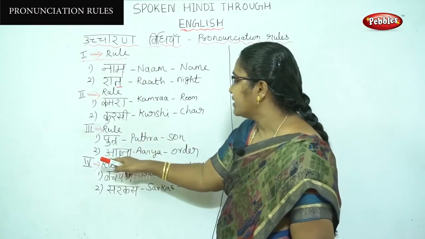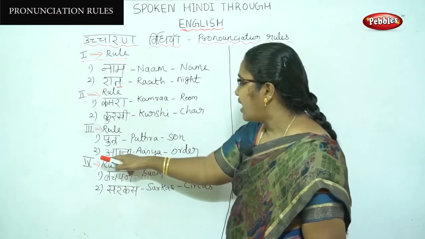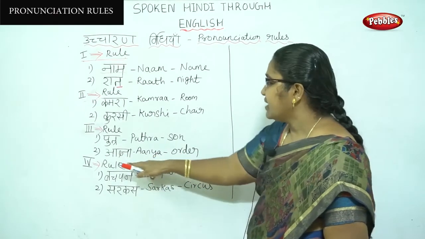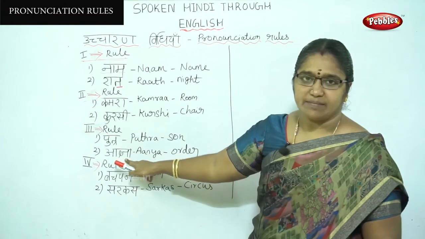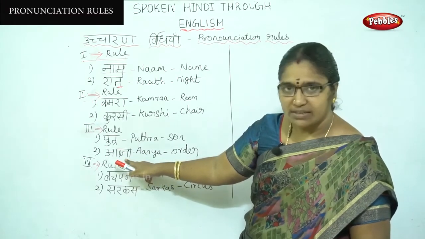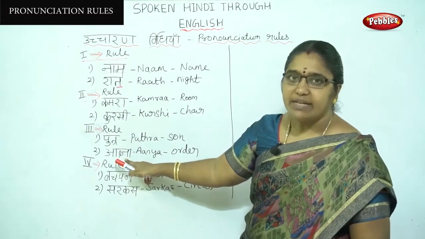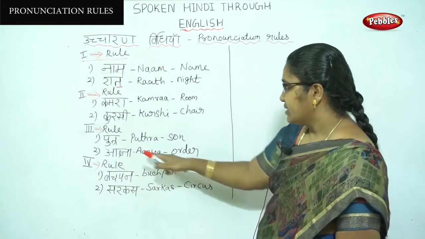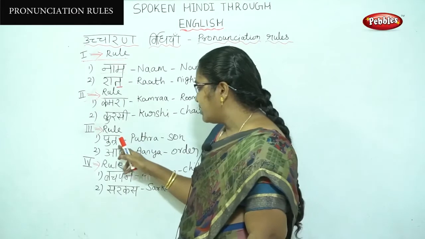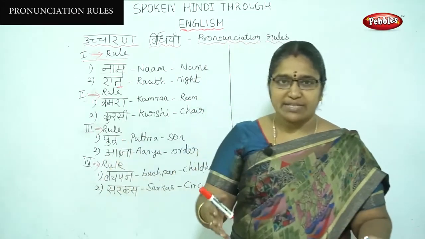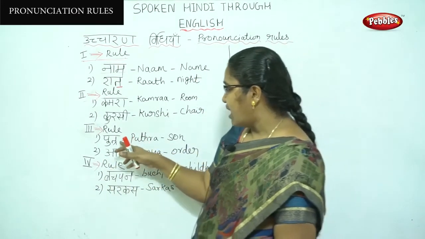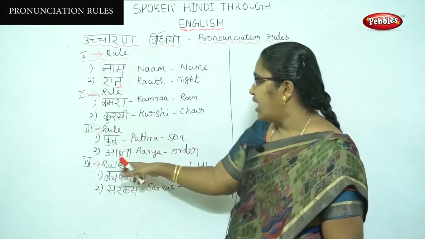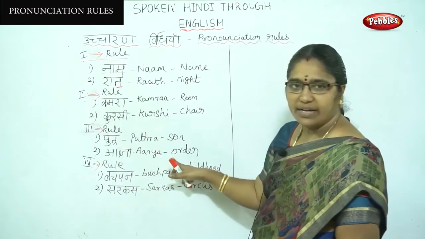The next one is anya. Anya, the meaning is order. See, nya is a conjunct. We have to spell it fully. Anya, order. These are the examples. We are having more examples. Let us see them afterwards. Here, putra, son, anya, order.